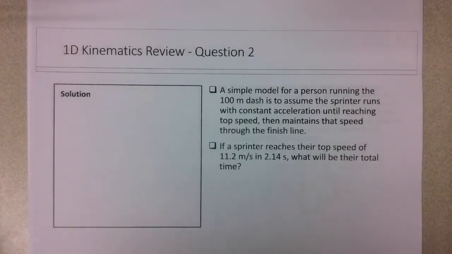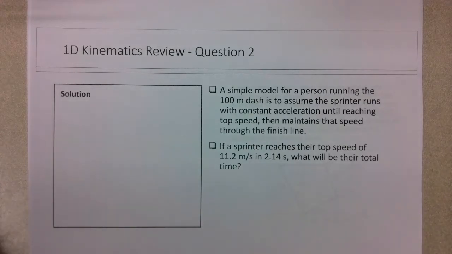Okay, so in this 1D kinematics question, with constant acceleration in addition to constant speed, we're looking at the 100-meter dash. The simple model we're applying is to assume constant acceleration until they reach top speed, which happens pretty quickly, and then they maintain that speed through the finish line. What we're told here is the sprinter reaches a top speed of 11.2 meters per second in 2.14 seconds. What will be their total time?